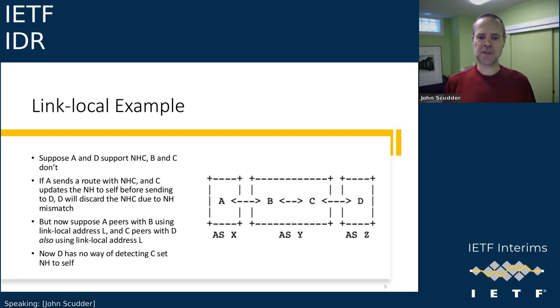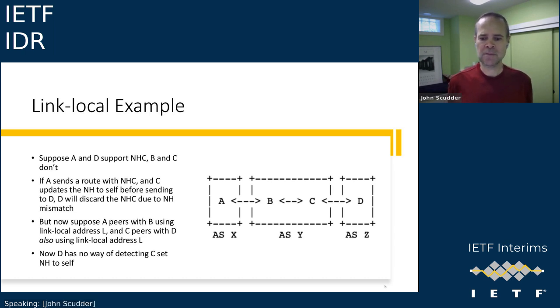So we've got a super simple peering topology here. And as with all examples, you could come up with different ones, but this is the one I chose. So we've got 3 ASs, 4 routers, and let's suppose that A and D support NHC, but the guys in the middle don't. So the way it's supposed to work is if A sends a route that's got an NHC on it, and then it goes through B, and then it goes through C because it's transitive. C does next hop self, as eBGP routers often do when sending the route to D.